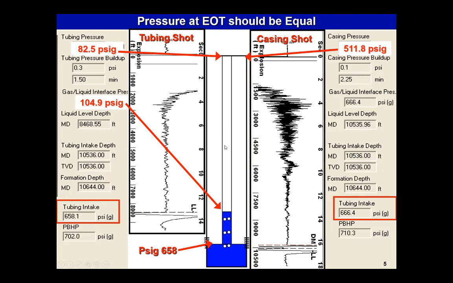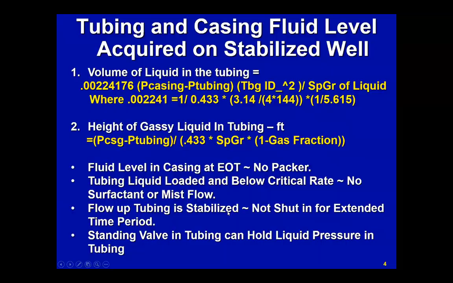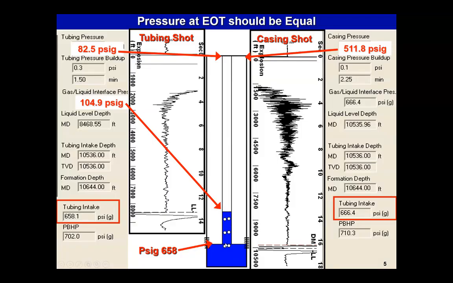When you shoot a fluid level down the tubing and you determine the tubing intake pressure down the tubing or down the casing, it should be the same or very similar. So what we have, a tubing intake pressure calculation from the tubing shot, is 650 PSI. The tubing intake pressure from the casing shot is very similar. So we're just a few PSI away, which means the tubing shot calculation was representative for this well condition.